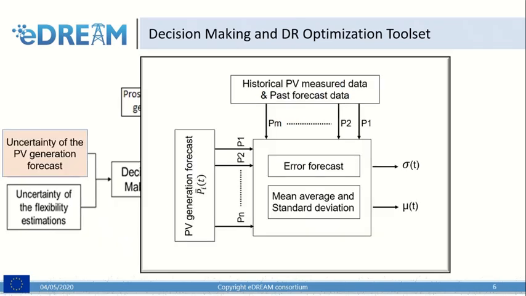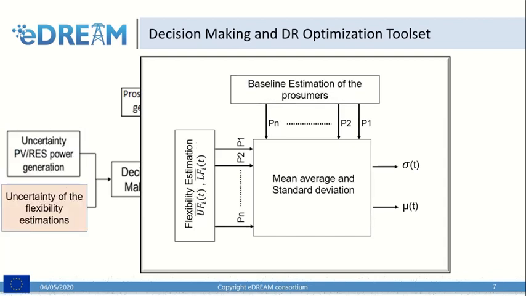For the uncertainty of the PV generation forecasts, the forecasts obtained from the production forecast component are deterministic, which means only a single value in each target hour is provided. Thus, the tool, based on the historical PV generation data and past forecast data, calculates the forecast error and estimates the prediction intervals. For the uncertainty of the flexibility estimation, the upper and lower bounds of the flexibility of each prosumer are obtained from the flexibility estimation component. Using these limits and the baseline estimation, the tool estimates the flexibility of the VPP and its prediction intervals.